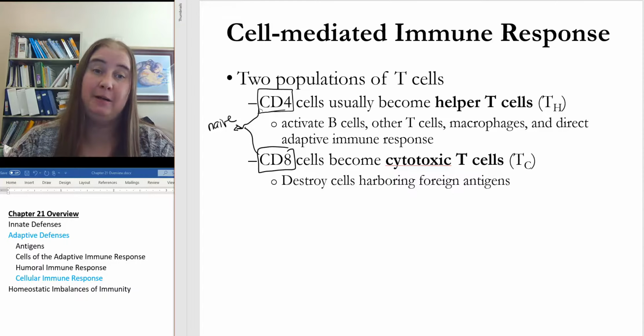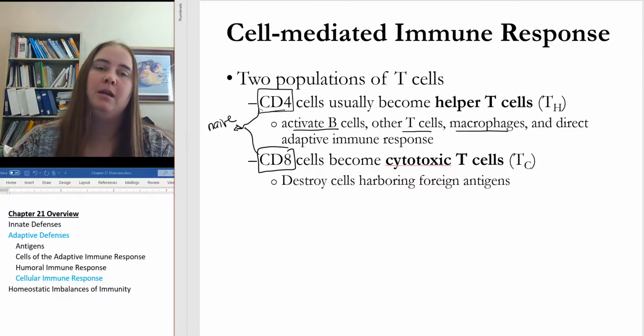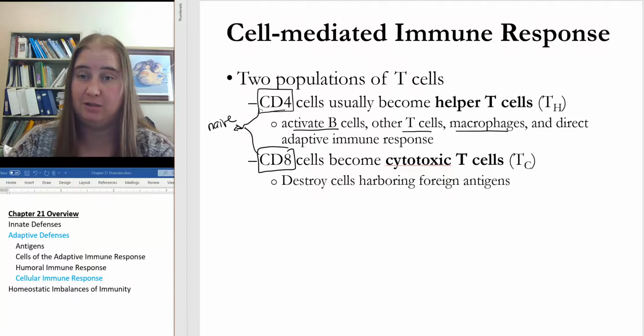Now, the T helper is going to do just that. It is going to help our immune system. It's going to activate our B cells. It's going to activate other T cells. It's going to activate macrophages. It is going to be the director of our adaptive immune response. Cytotoxic T cells are going to destroy cells harboring foreign antigens. So if a pathogen enters into a cell, this cell is going to destroy that host cell.